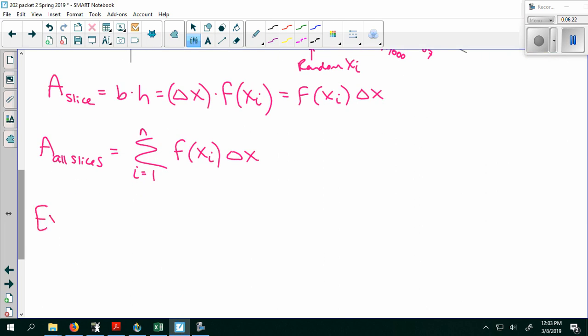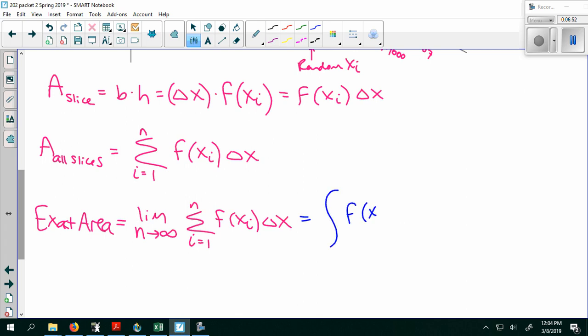And then the exact area will be what happens when I take the limit as the number of rectangles goes to infinity. So I take the limit as n goes to infinity of the sum, i goes from 1 to n, of f of x sub i delta x. Now this limit is a limit of a Riemann sum. That's the definition of an integral. So this becomes the integral of f of x. You drop the xi's when we change it to an integral. Delta x becomes dx. And then I need to figure out the bounds of integration.